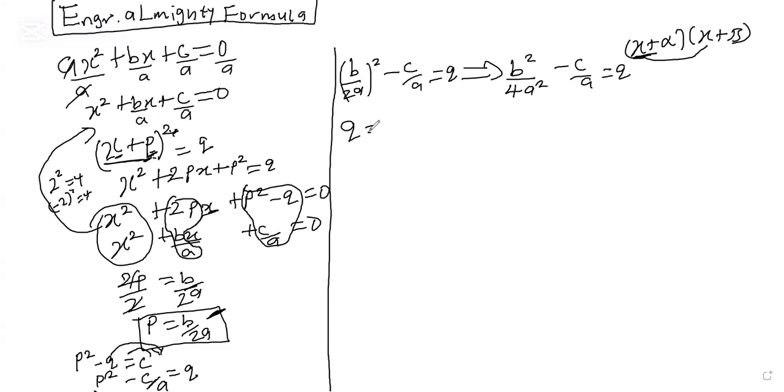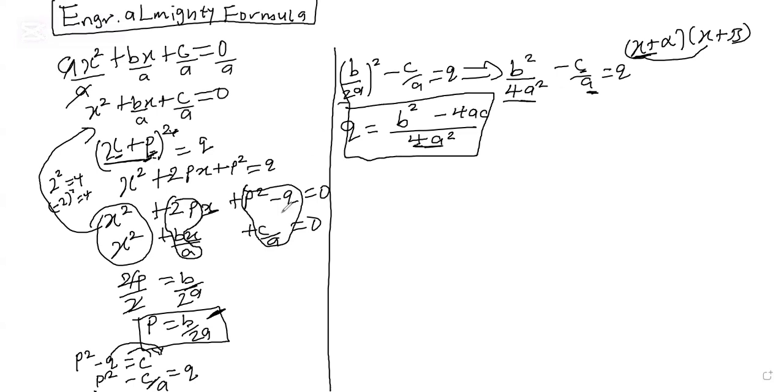So that means q is equal to, the LCM here is 4a squared. So 4a squared divided by 4a squared will give me 1. 1 times b squared will give me b squared. 4a squared divided by a will give me 4a. 4a times c will give me 4ac. So this becomes the value of q. So we have gotten the value of p and we have gotten the value of q.